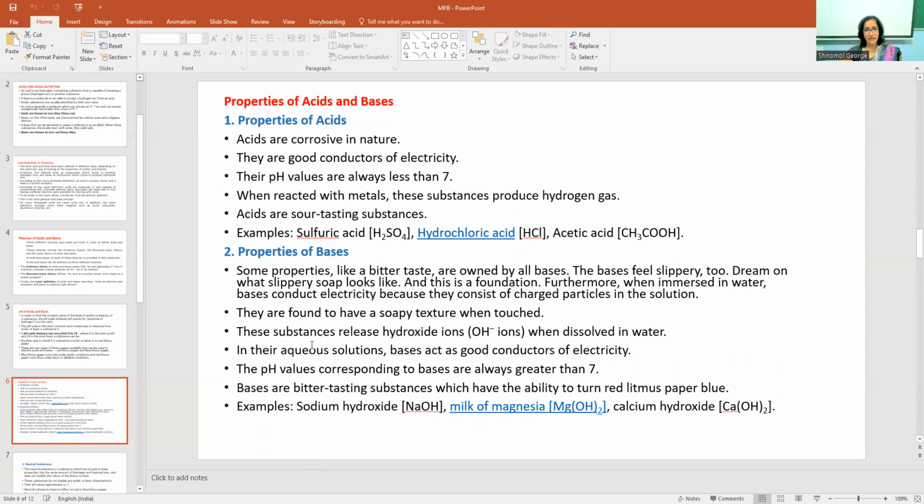Coming to properties of bases, they are bitter in taste and they feel slippery. Furthermore, when immersed in water, bases conduct electricity because they consist of charged particles in the solution. They have a soapy texture when touched, and these substances release hydroxide ions when dissolved in water. In their aqueous solution, bases act as good conductors of electricity, and the pH values are always greater than 7. These bitter tasting substances can turn red litmus paper blue, and examples are sodium hydroxide, milk of magnesia or magnesium hydroxide, and calcium hydroxide.